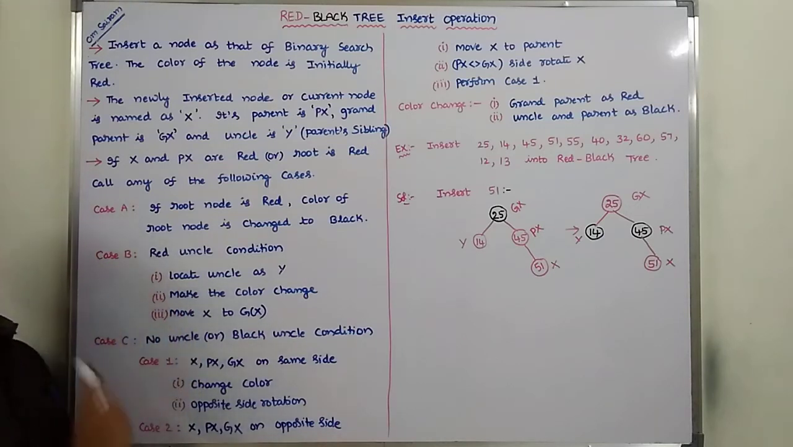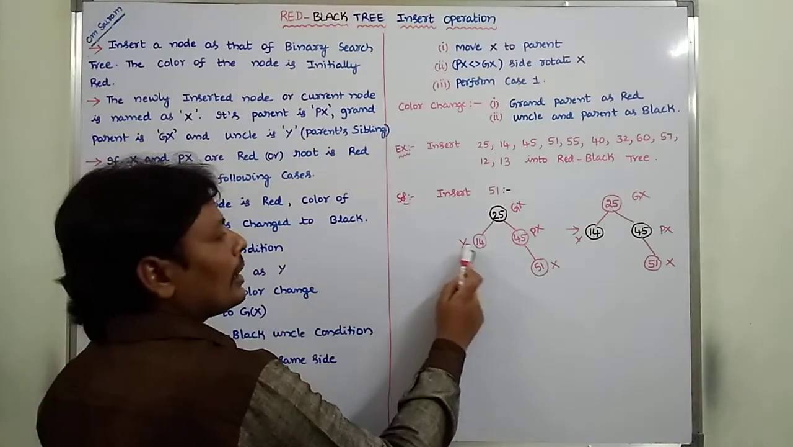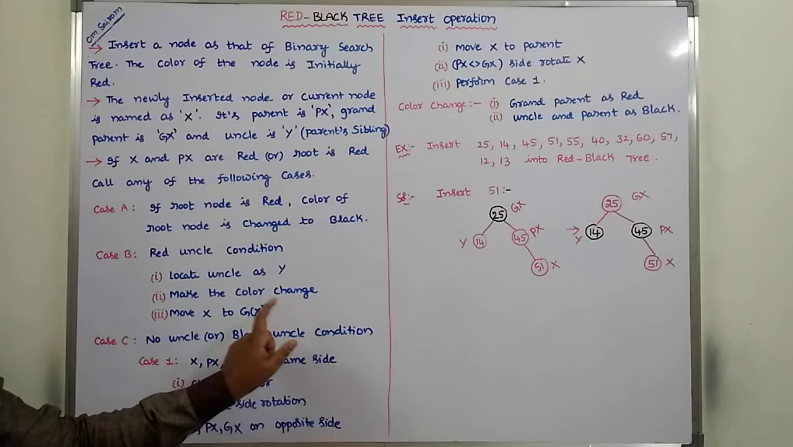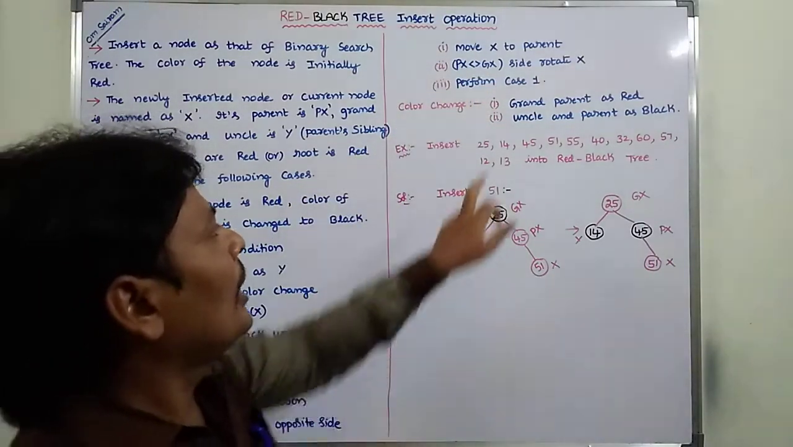Now we have to use these three steps. First one is locate uncle as Y. Uncle can be denoted by Y. Next, make the color change. Here color change means these are the two steps we have to follow.